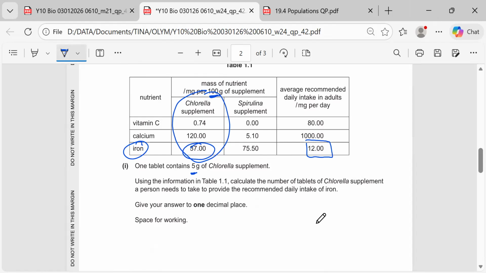So how do you count? You take 37 divided by 20. Why 20? Because 5 times 20 is 100, because it's 100 grams. And then you divide 12 by the result of that.